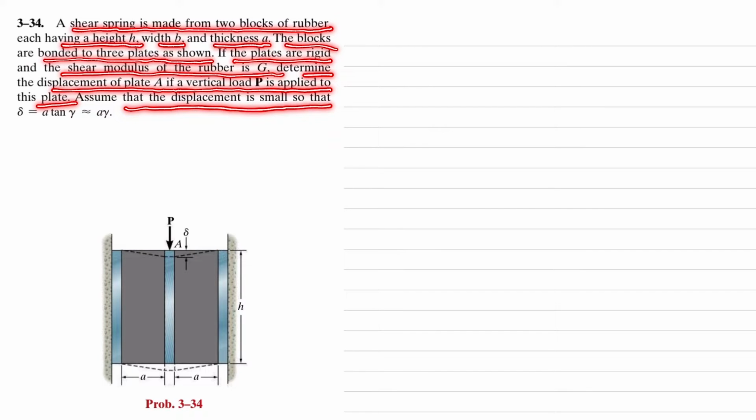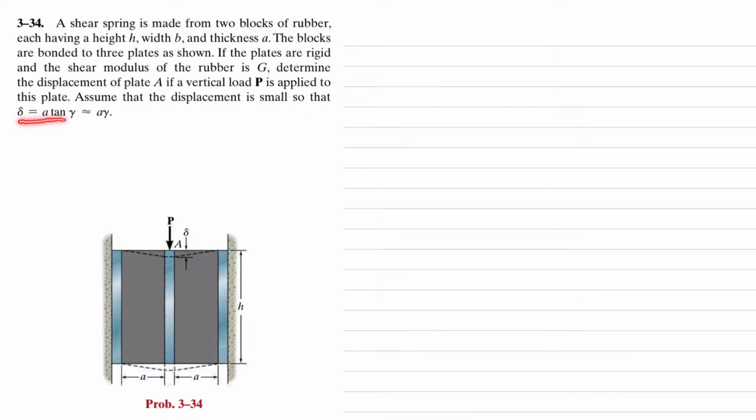Assume that the displacement is so small that delta is equal to a tangent of gamma, which is equal to a times gamma. So from here you can see these are the two aluminum plates, these are two rubber blocks, and they are connected to these three plates. Clear? And a load P is applied at this point. Due to this load, this spring will bend like this. So what you have to do is find this deflection delta. So we will solve this problem.